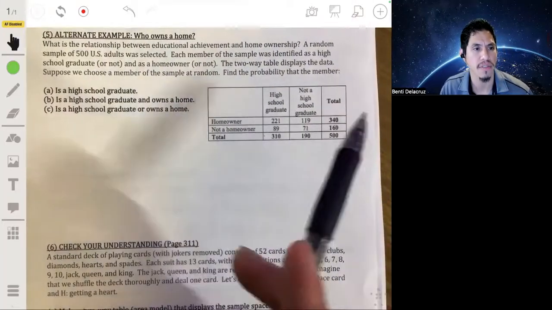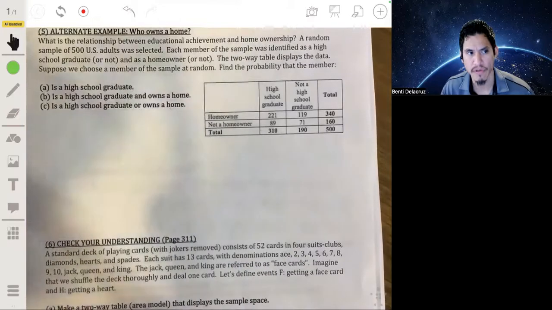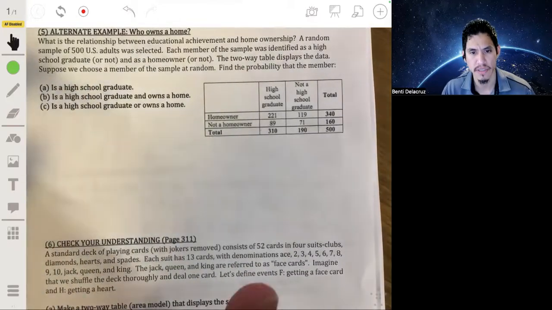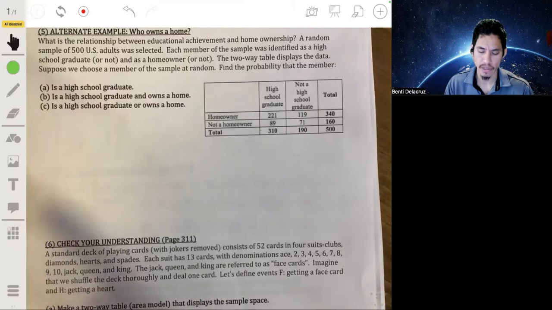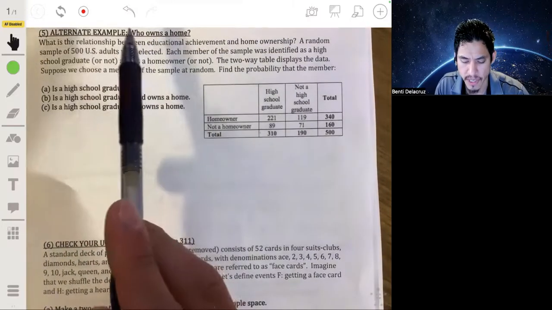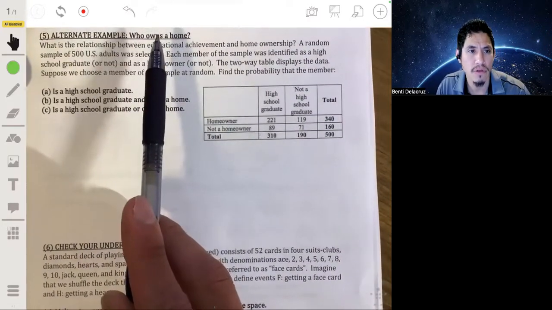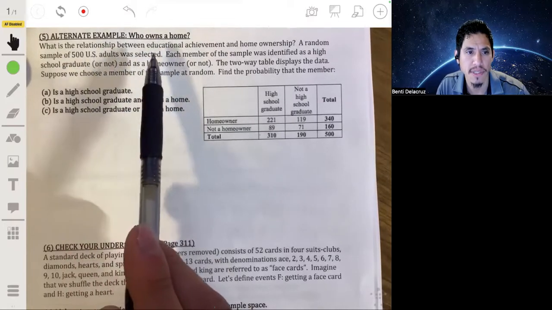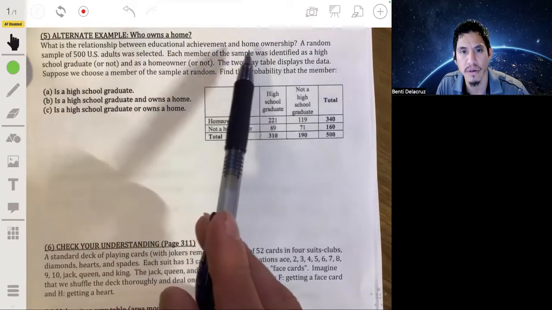All right, so we're gonna go through some example problems where we figure out the probabilities from these two-way tables. So let's look at the first one. So here we have who owns a home. What is the relationship between educational achievement and homeownership?